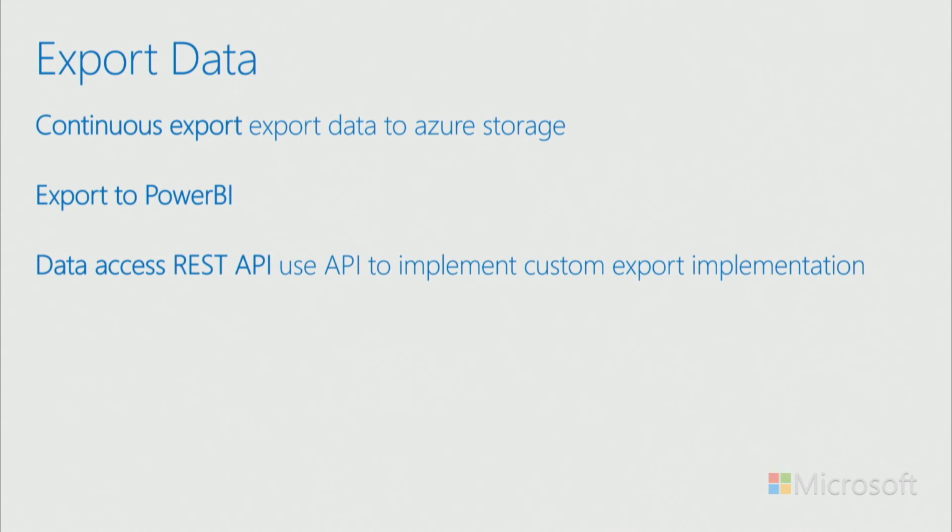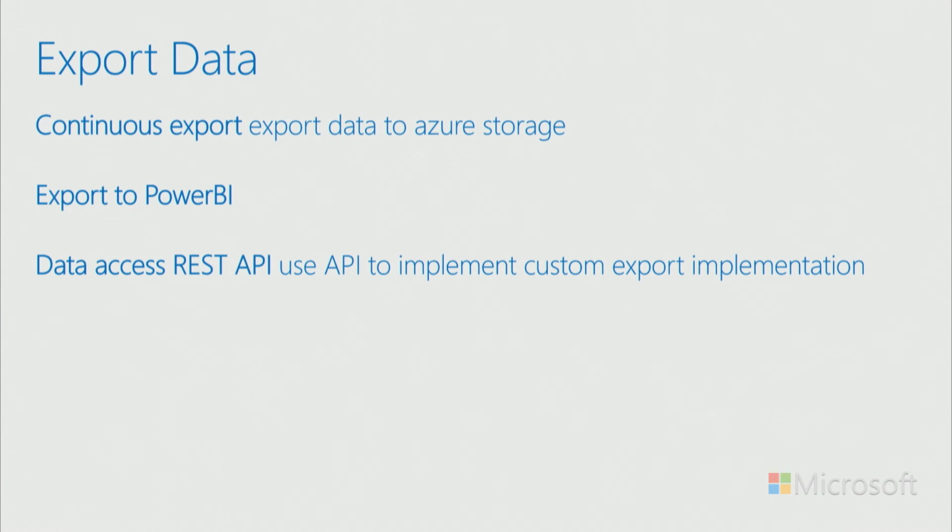Another scenario is to export data. We can export data, for example, if the retention policy is not enough. The retention policy by default is 90 days. If you want to keep the data for longer, we need to export it to another system. We can use a feature called continuous export, that exports the data to Azure storage in real time. So if you want to ingest it in other systems, you can do it using that feature.